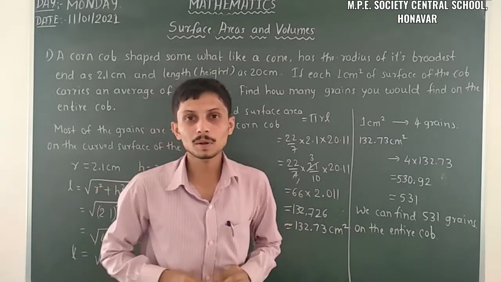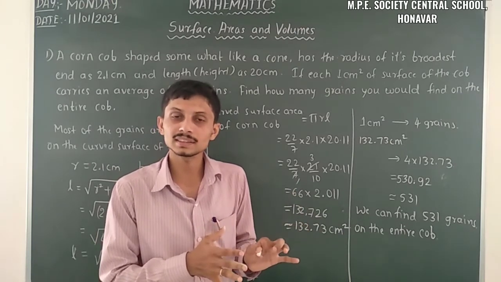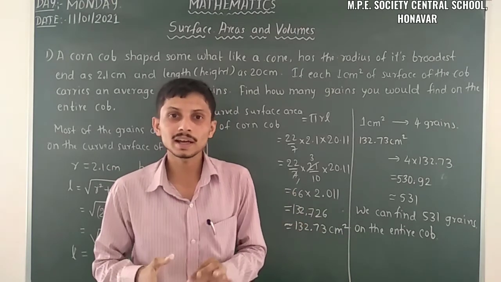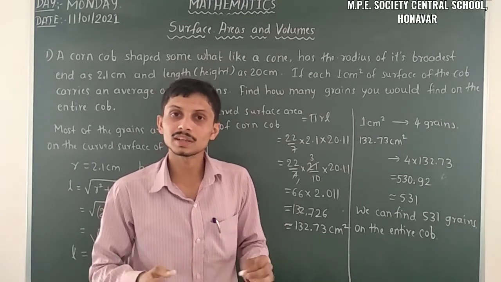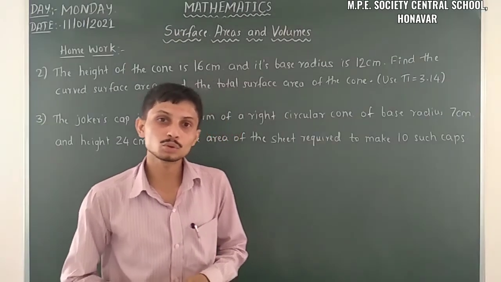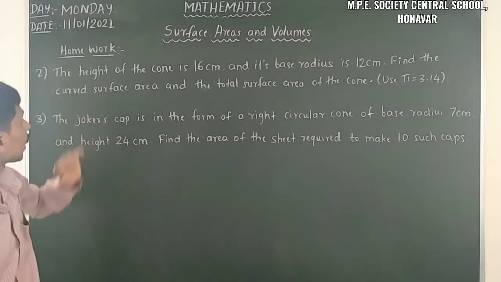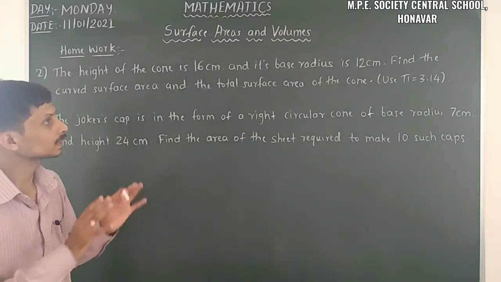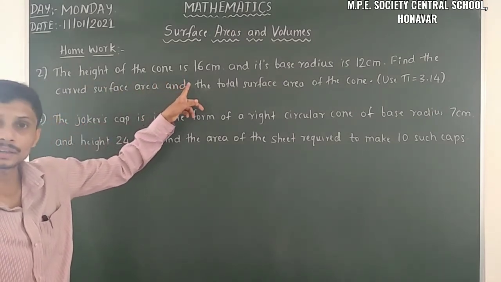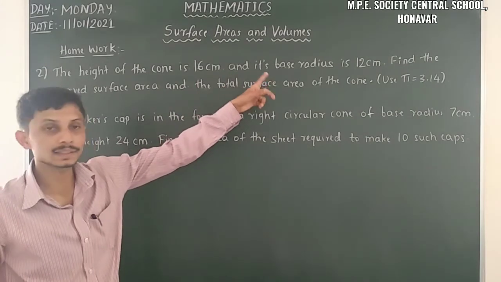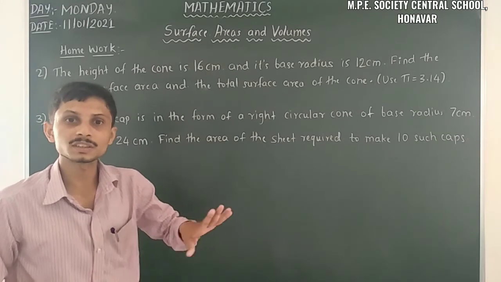So there are many types of problems. The challenge is to find the slant height using the radius and the height of the cone. Let's take two homework problems here. The height of the cone is 16 centimeter and its base radius is 12 centimeter. So we have to find out first its slant height.